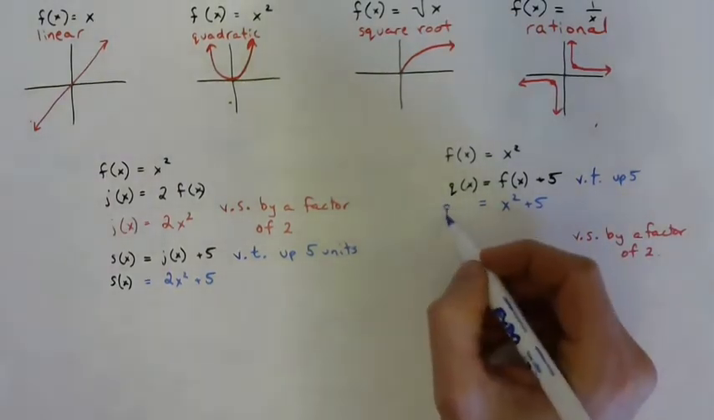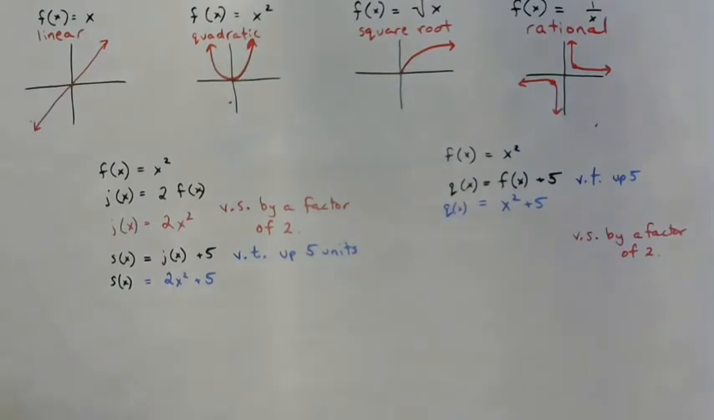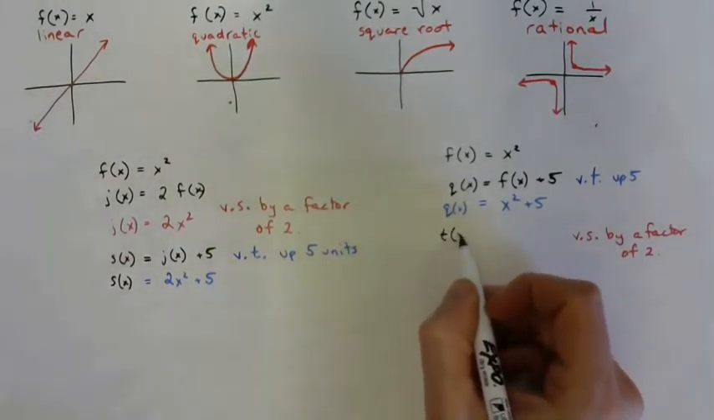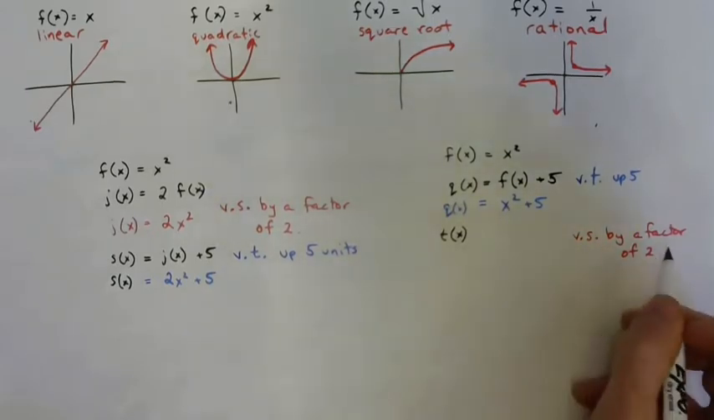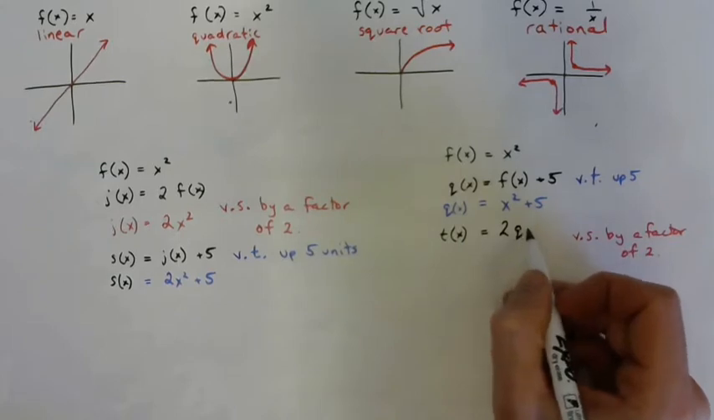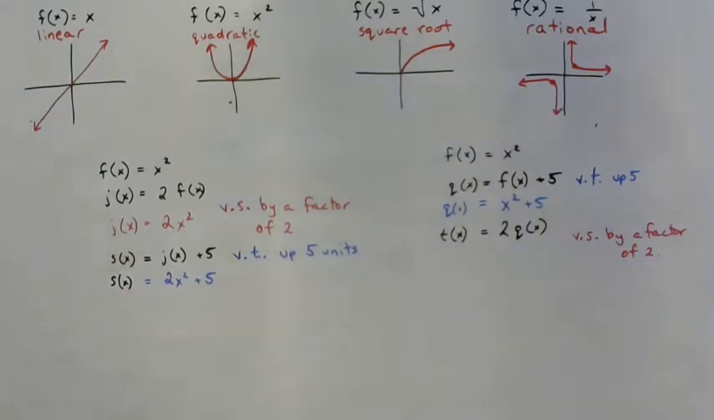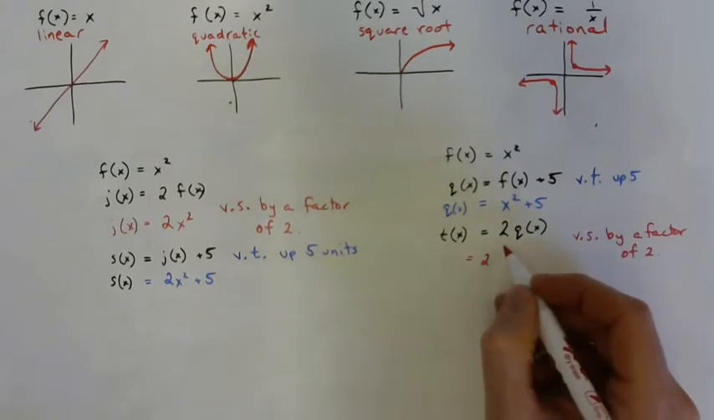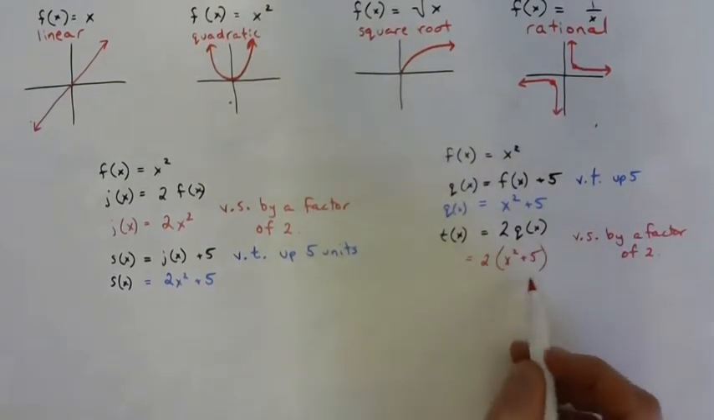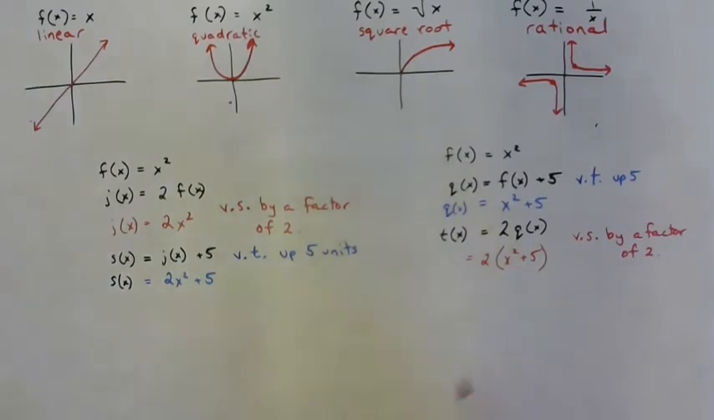That's q of x. And the next one, t of x. T of x says to perform a vertical stretch by a factor of 2. So we're going to take 2 times q of x. Please pay attention to what this looks like. I need to make sure that's 2 times the whole group, q of x.